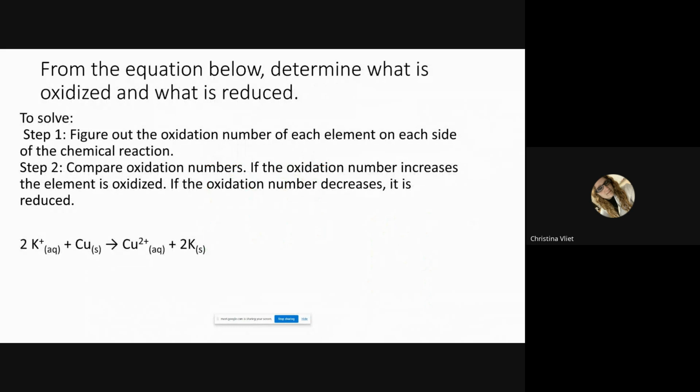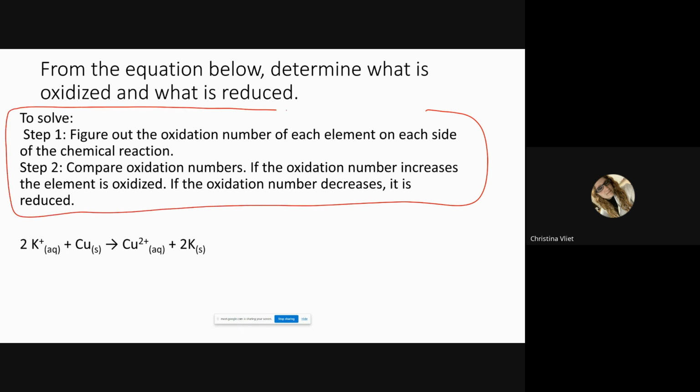So there are some steps that you will need to follow. So you should write them down at least one time in your notes. You don't have to write them down every time. But these are the steps to figure out what is oxidized and what is reduced in a chemical reaction. So I'll give you some time to write out the steps, and then I'll show you the process.